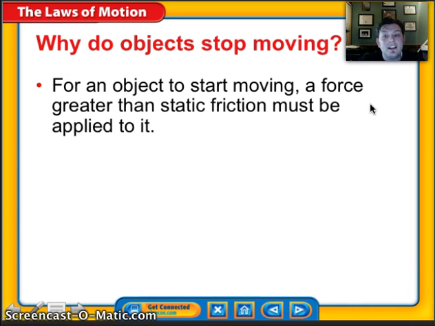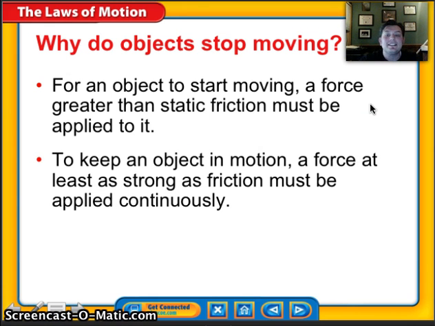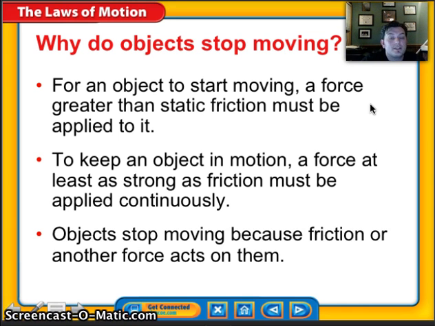To keep an object in motion, a force at least as strong as friction must be applied continuously. So to keep me rolling around, I have to have some kind of force pushing me to overcome friction. Objects stop moving because friction or another force acts on them. Remember when I threw the teddy bear? The fluid friction of air resistance, in addition to gravity, stopped them from rolling.